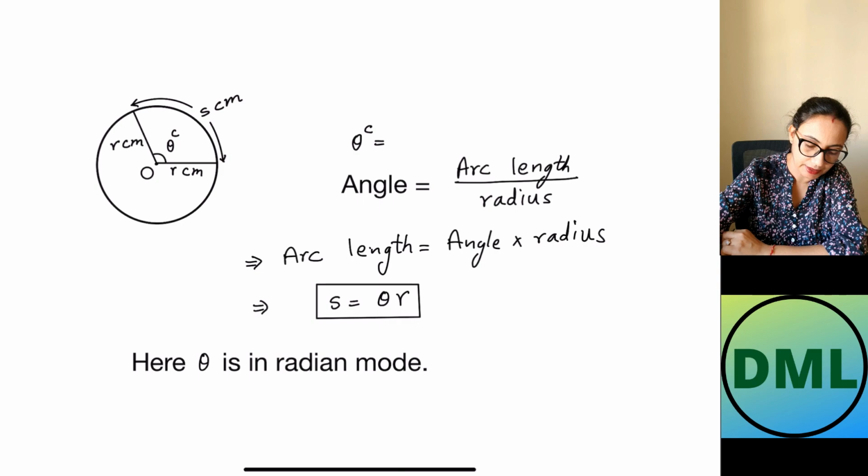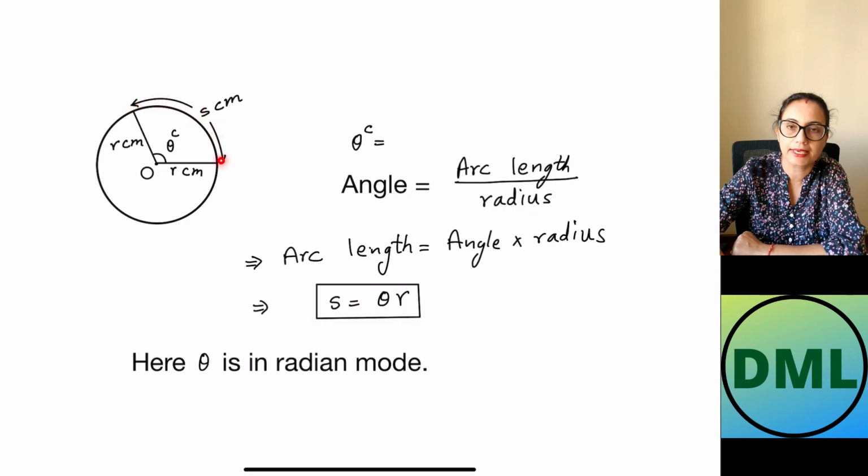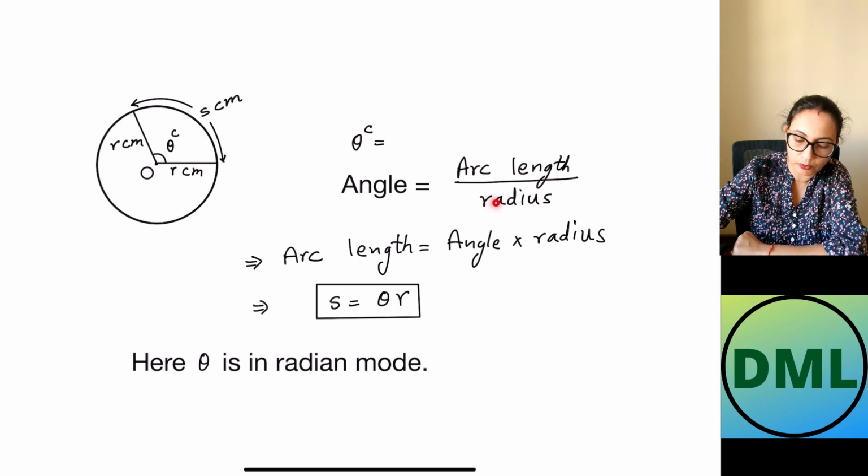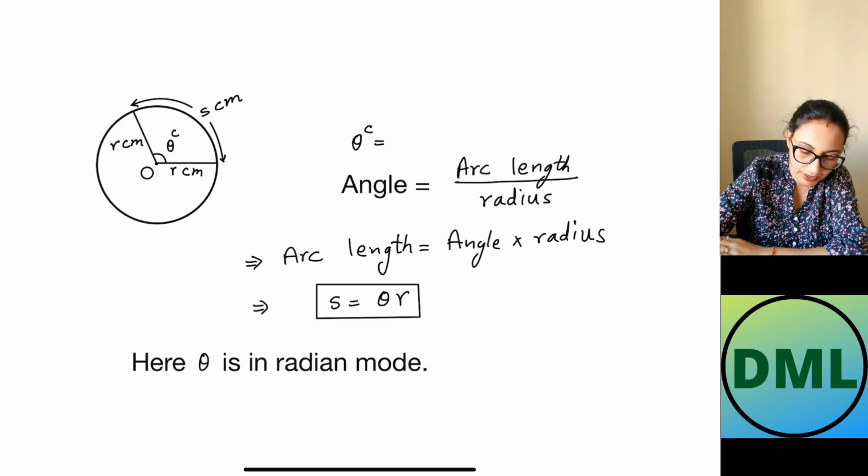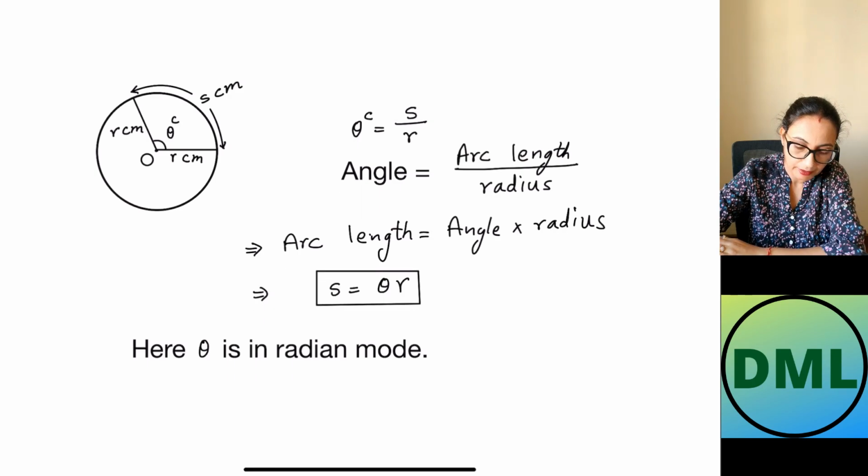If we consider that this is the circle we have and the radius is r, this is also r, and my arc length is s centimeters, which is an unknown quantity. If I need to calculate the angle theta in radian mode, it is equal to arc length over radius. What is arc length? My arc length is s. Over, what is my radius? My radius is r here. This will be the answer of the angle in radian mode, which will be given by s over r.